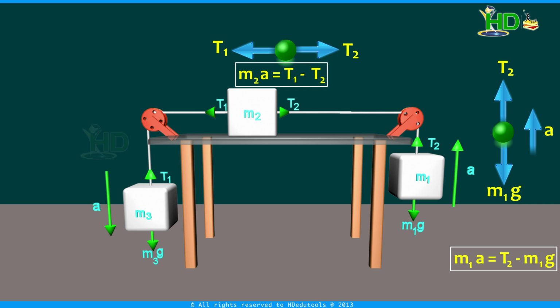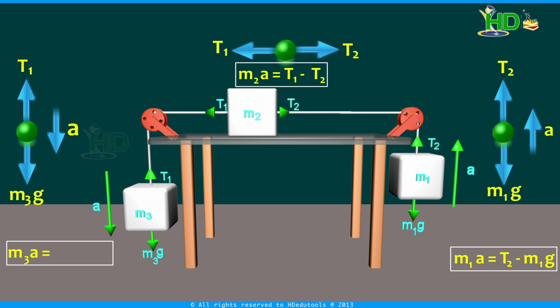Now similarly at m3, if we take this as T1, the tension at this position is also T1, this is the same string, and it is moving down with acceleration a. m3g is acting vertically down, T1 is vertically up. Hence we can write m3 into a equal to m3g minus T1. This is equation 1, this is equation 2 and this is equation 3. On solving these three equations, we can write the expressions for acceleration a, tension T1 between the masses m2 and m3, and tension T2 between the masses m2 and m1.